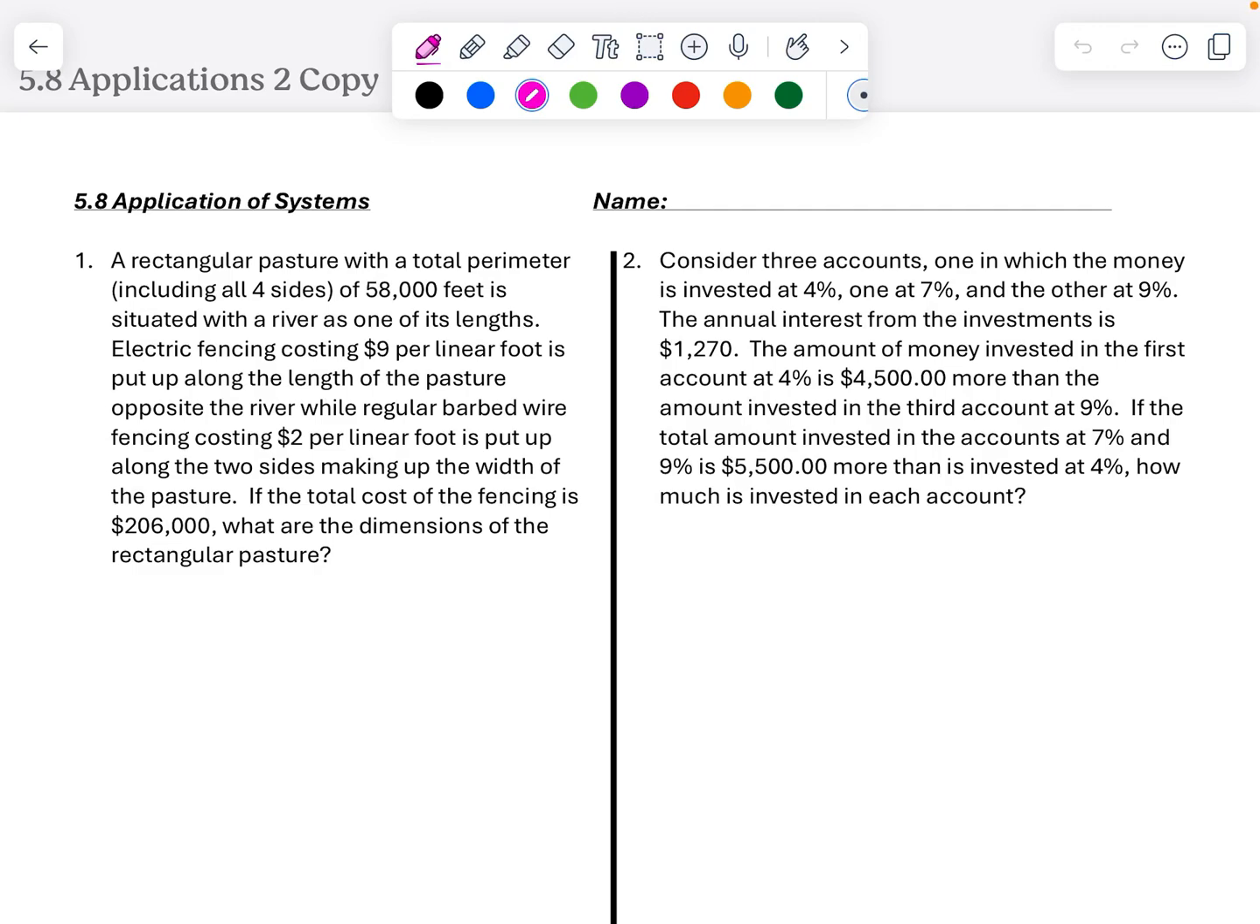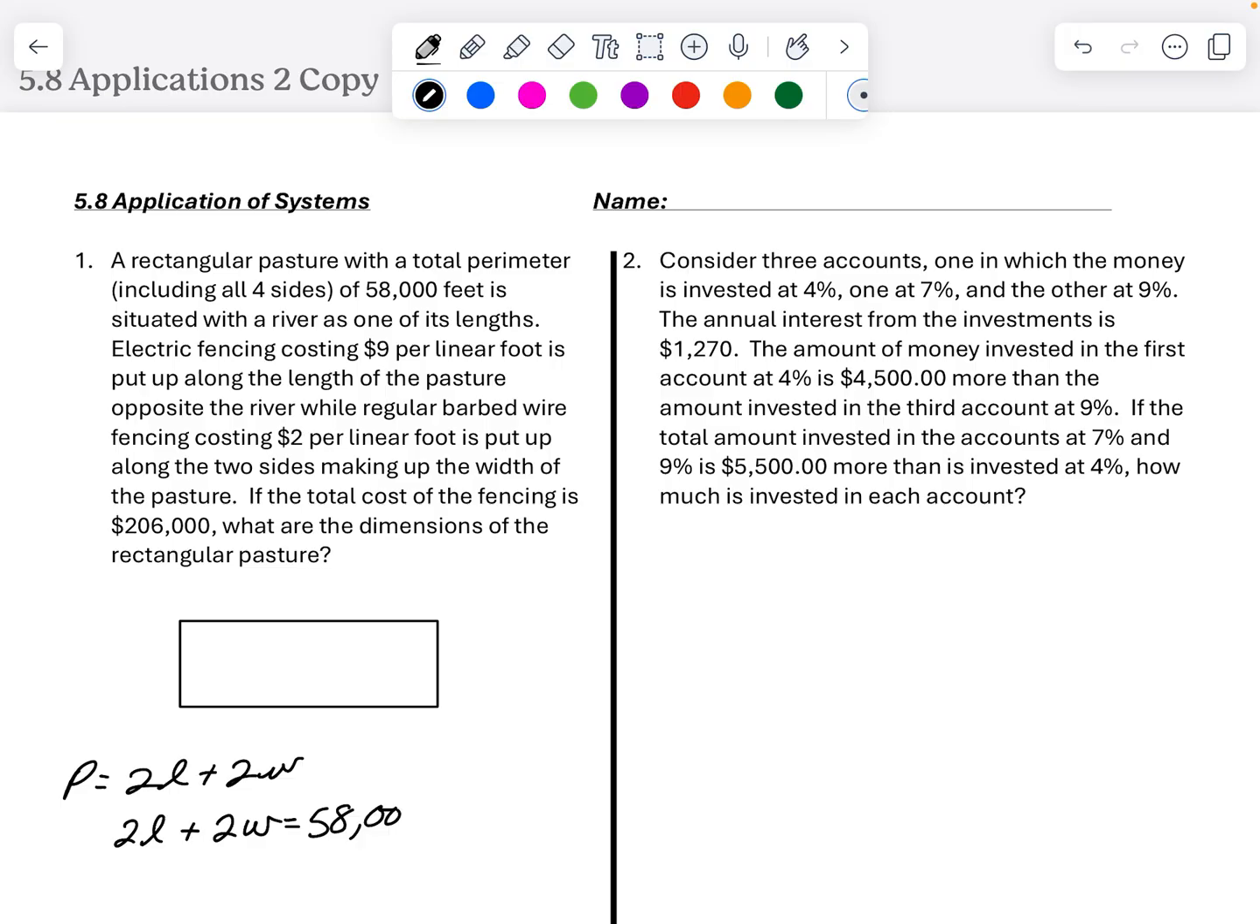Okay, my friends, we're going to write the system and solve. So this says that we have a rectangular pasture. And so let's start with drawing a rectangular pasture. And it says the perimeter of this rectangle is twice length plus twice the width. That's the formula for all rectangles. So this says that the entire perimeter is 58,000 square feet.